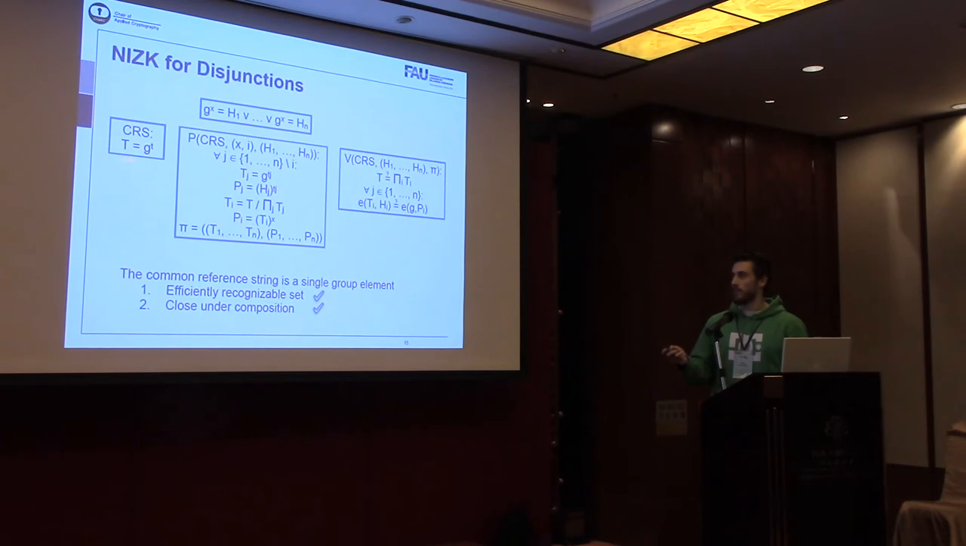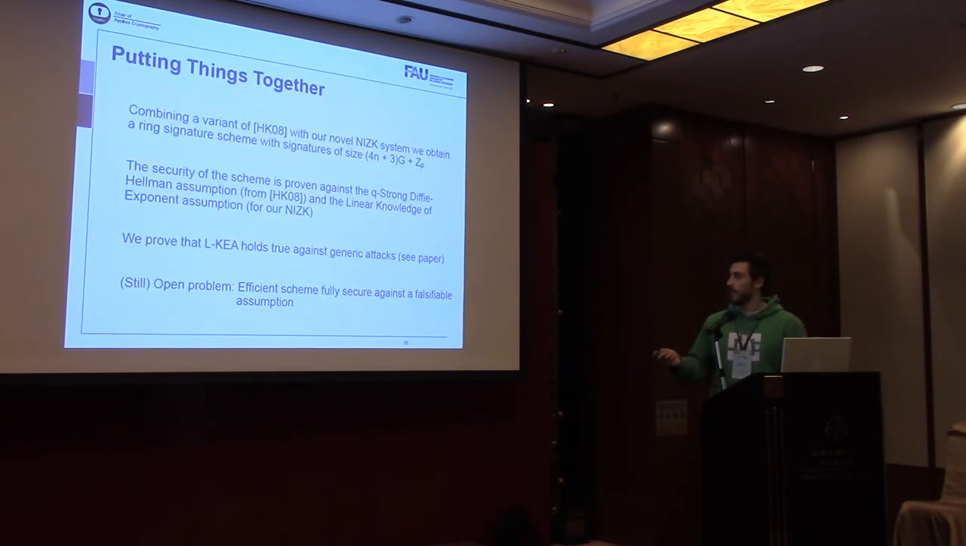And again, the common reference string is exactly the same as before, so it's from an efficiently recognizable set because it's a group element, so testing membership of a group element of prime order is trivial. And it is closed under composition because it's again part of a group. Yes, it's a group element. So by definition, it's closed under composition. So this just works right away.